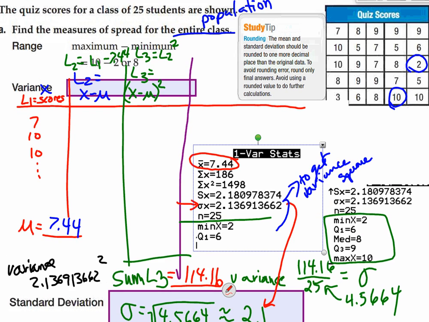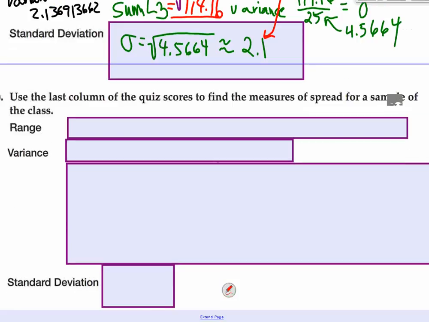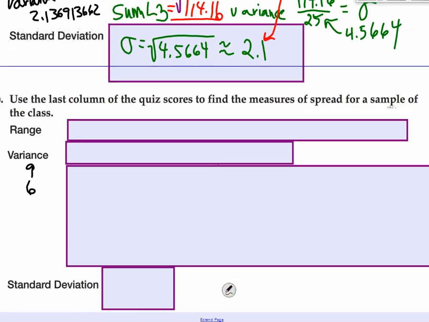So that last column is 9, 6, 2, 5, 10. I'll just write it right here: 9, 6, 2, 5, 10. So take a minute. That's the sample you want. Find the range, the variance, and the standard deviation. I'll give you a moment or two to find that.